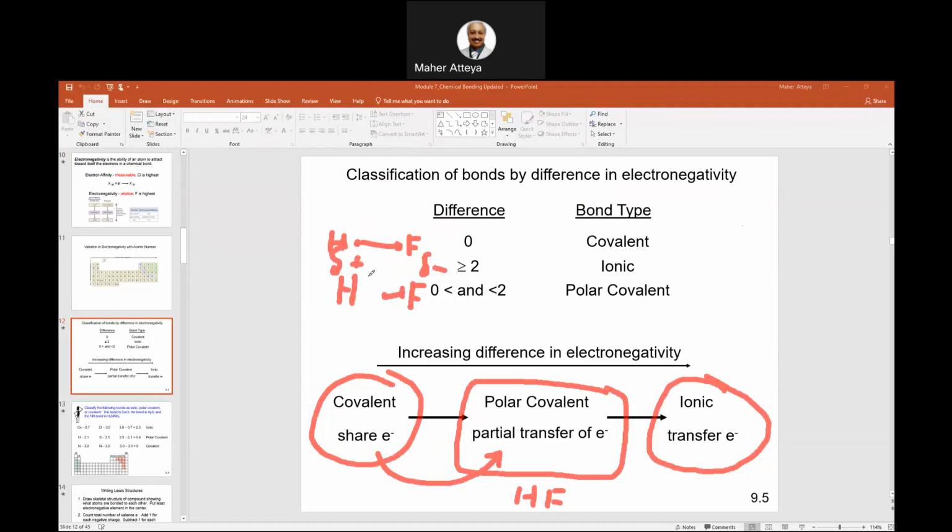So the bond is shifted more towards what? Towards fluorine. So you can see in real life that fluorine is pulling the valence electron of hydrogen towards itself. Hydrogen will feel like it doesn't have any control over its valence electron, because it is pulled like a magnet by the fluorine atom. Therefore, hydrogen will be partially positive and fluorine partially negative, and this is a partial transfer of the electrons, correct?